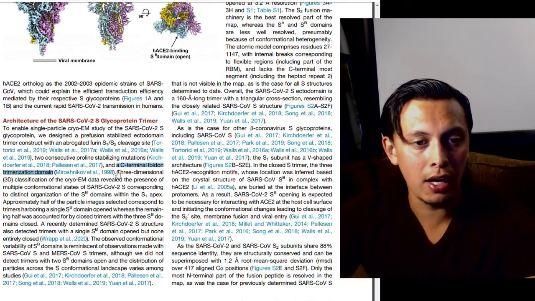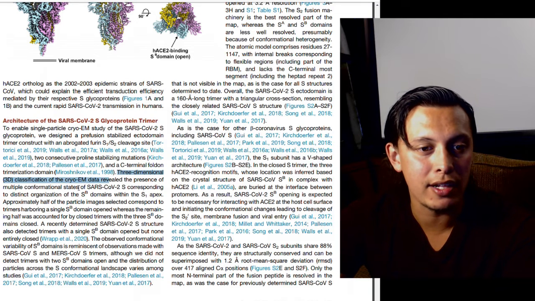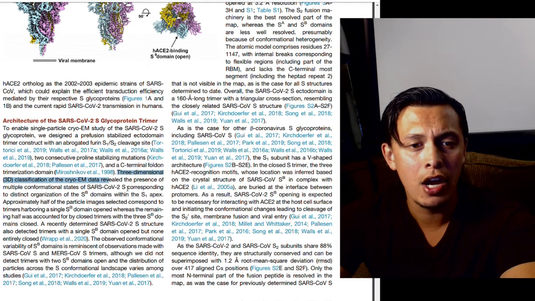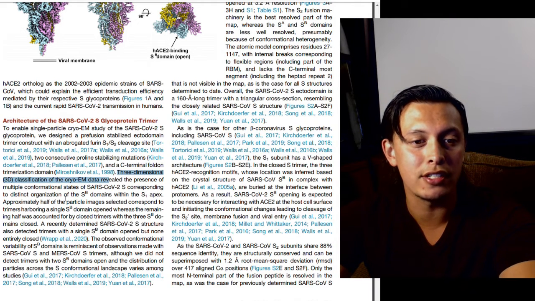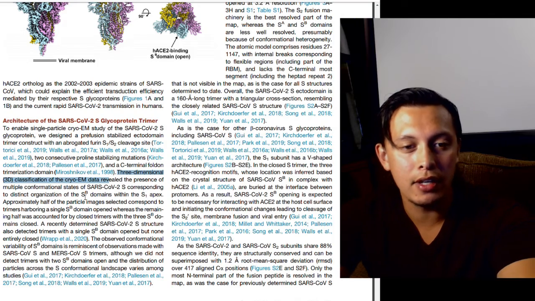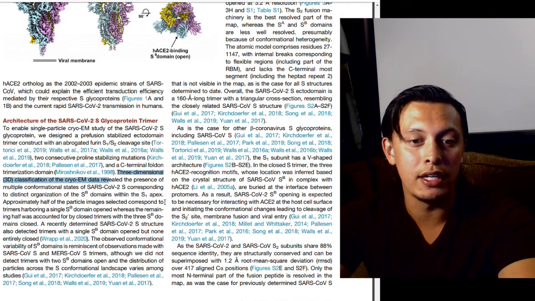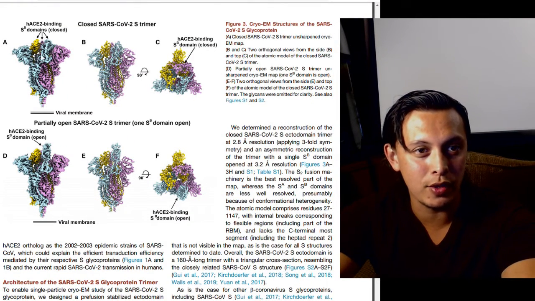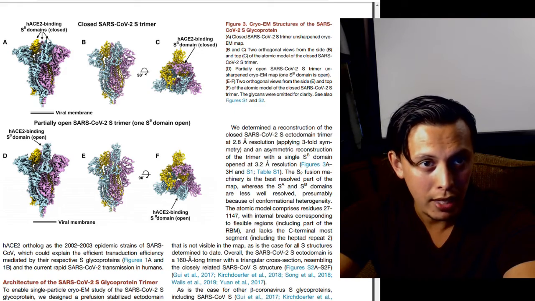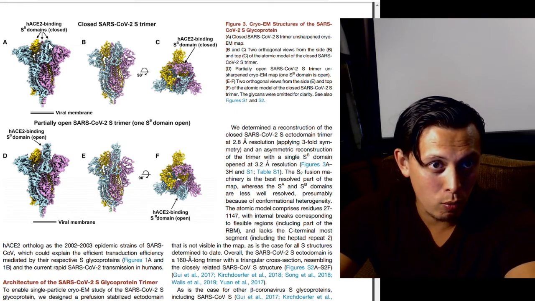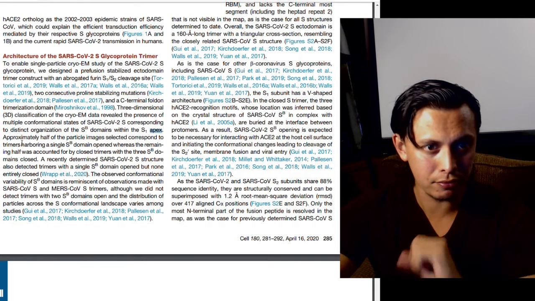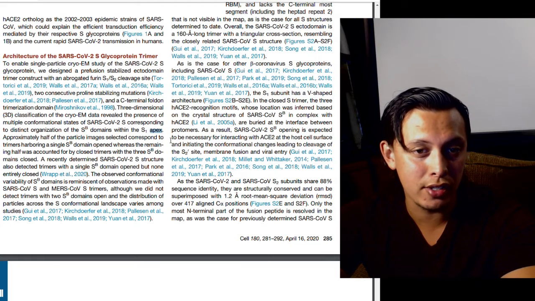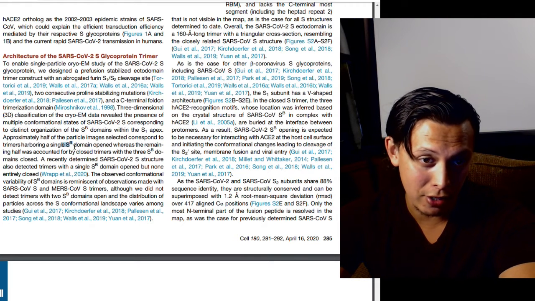So continuing: three-dimensional classification of the cryo-EM data revealed the presence of multiple conformational states of SARS-CoV-2 S, corresponding to distinct organization of the S B binding domains within the S1 apex. So this is at the top, these are the S1 apexes right here. And the binding domain is tucked away over here.